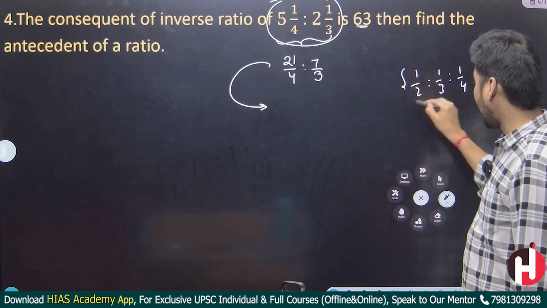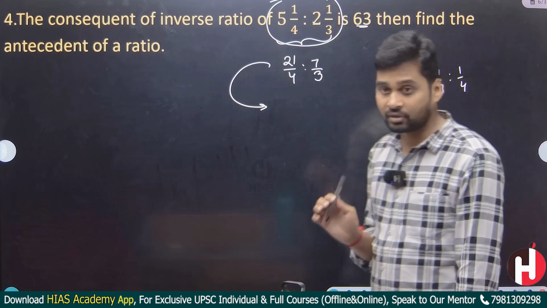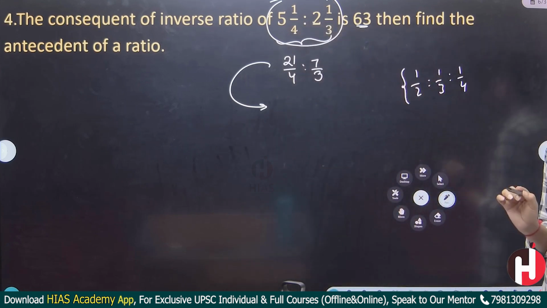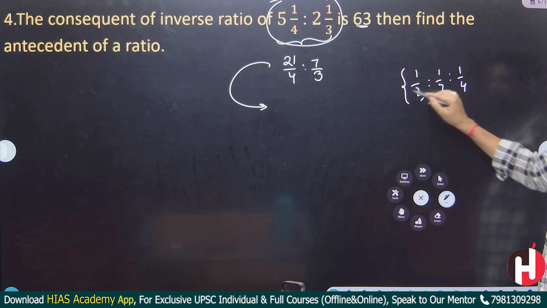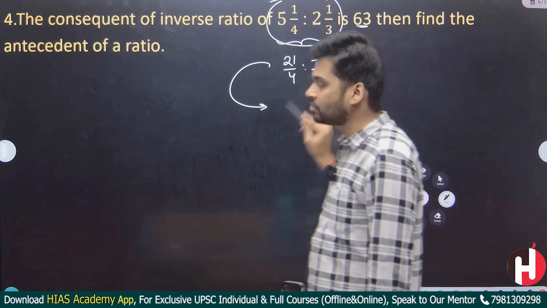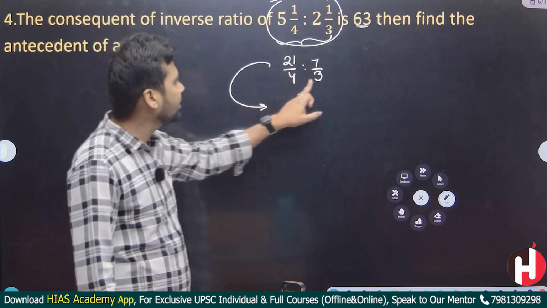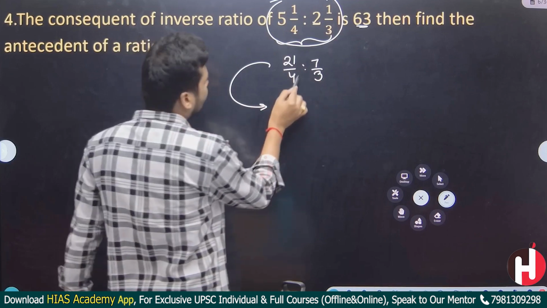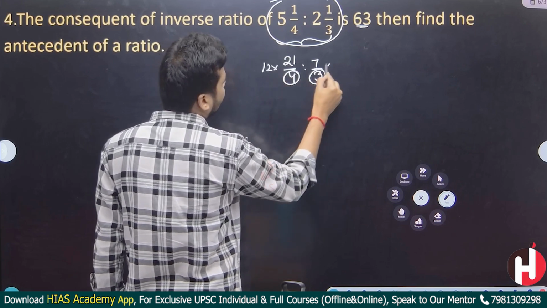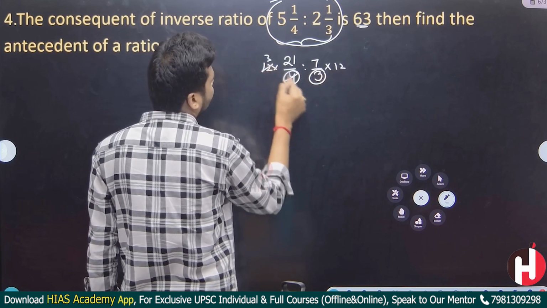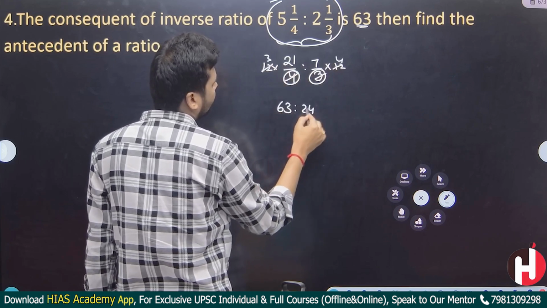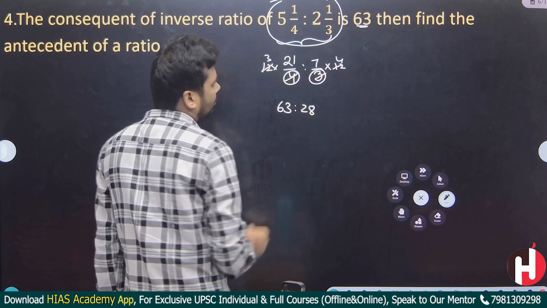So whenever a ratio is in terms of fractions, you take the LCM of the denominators and multiply each term with that LCM. Here 4, 3, the LCM is 12, multiply each term with 12. Similarly here, 21 by 4 is to 7 by 3, what is the LCM of the denominators 4 and 3? 12. Multiply each term with that 12. Then 4 threes are 12, so 3 into 21 is 63. 7 into 4 is 28.